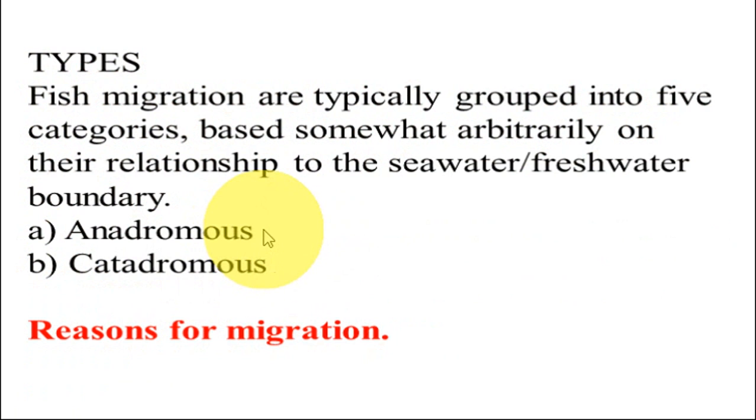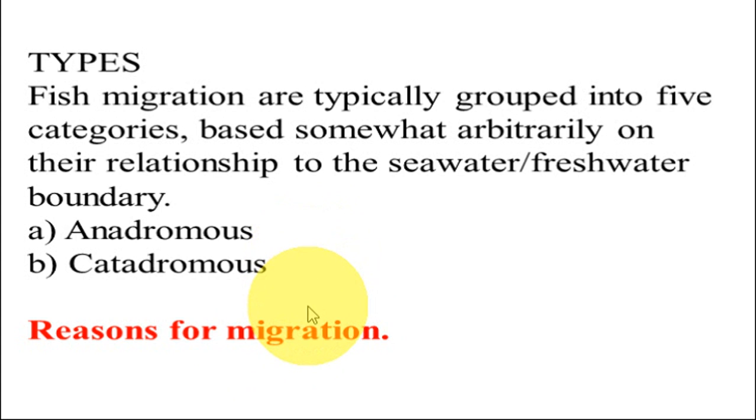Then the types of fish migration are typically grouped into categories, based somewhat arbitrarily on their relationship to seawater and freshwater boundaries. There are two types. One is anadromous, another is catadromous. We will discuss in detail what is anadromous and what is catadromous.